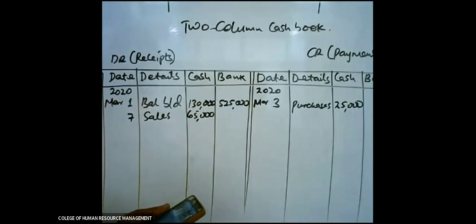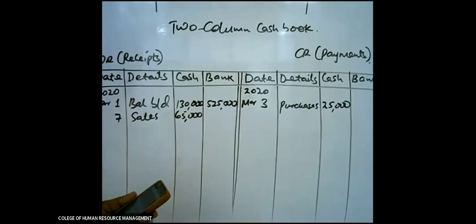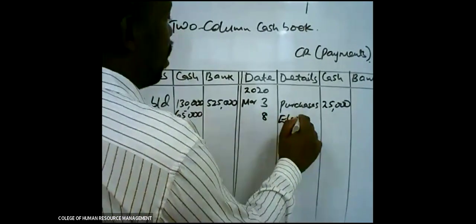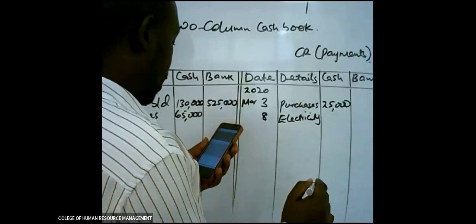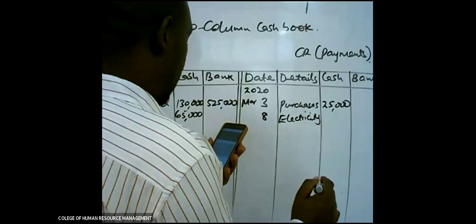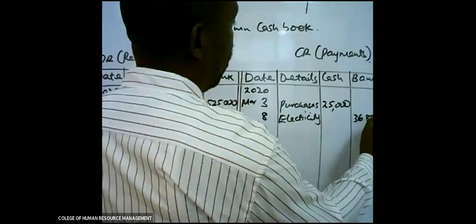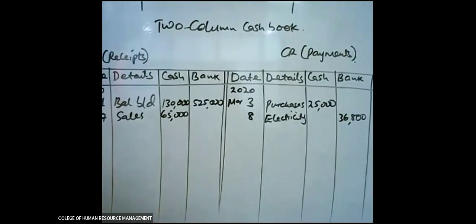On the 8th, we paid electricity. So you write here what we paid: electricity. How much is that? 36,800 by check. So you credit bank. 36,800, you credit your bank like that.